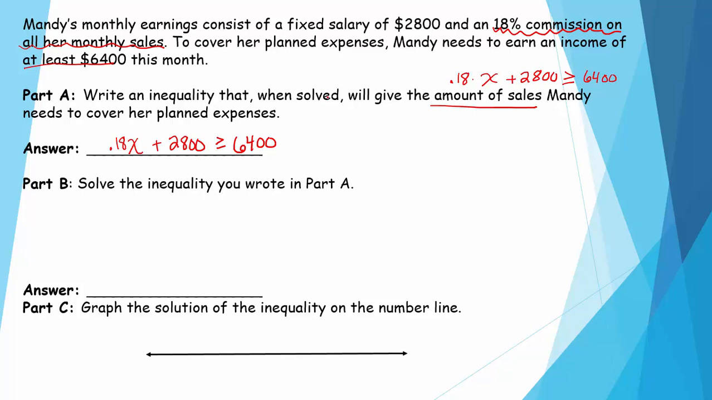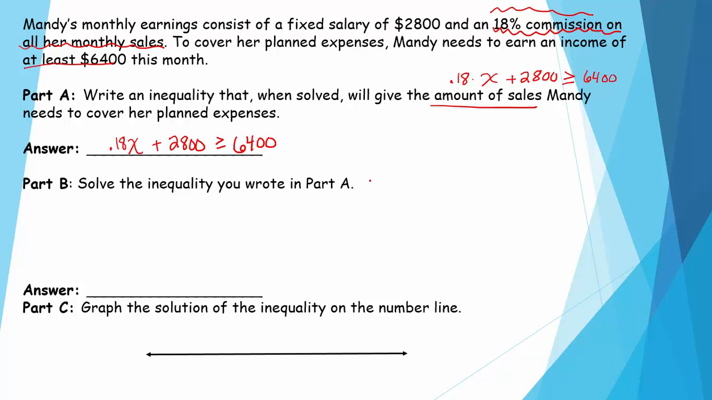So the key here is realizing you're looking for the amount of sales. So that's what you're going to call x, and she makes an 18% commission on those monthly sales. That's why I did 0.18 times x. Then you add on your fixed salary.